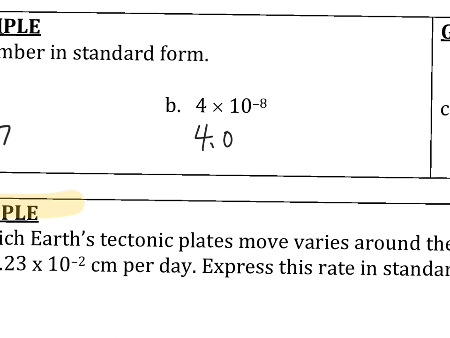So if I want the negative eighth power, I need to move this 8 places to the left. 1, 2, 3, 4, 5, 6, 7, 8. So I'm going to fill in 7 zeros. So it's point, and then 7 zeros, and then a 4. You can put the last 0 there if you want, but you don't need to. After you hit a number, if there's just zeros after it, you don't have to include those zeros.